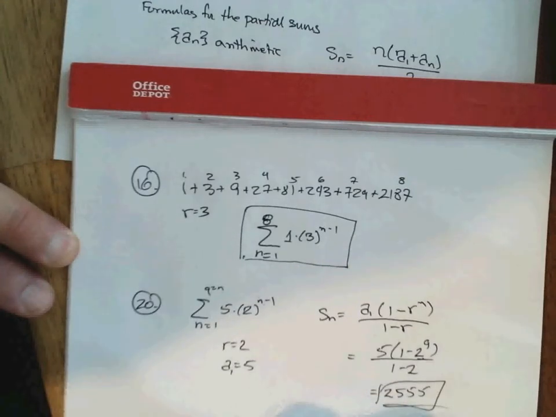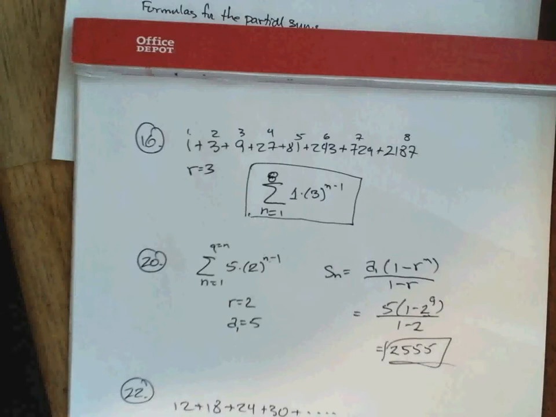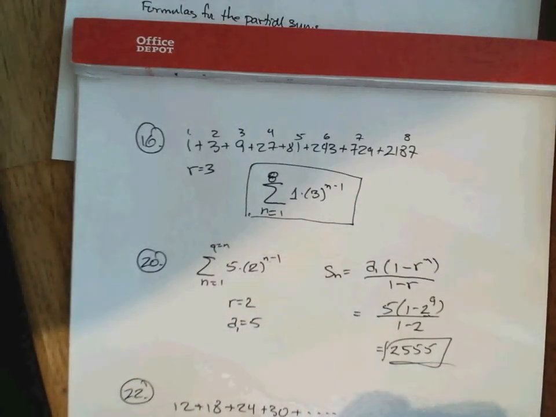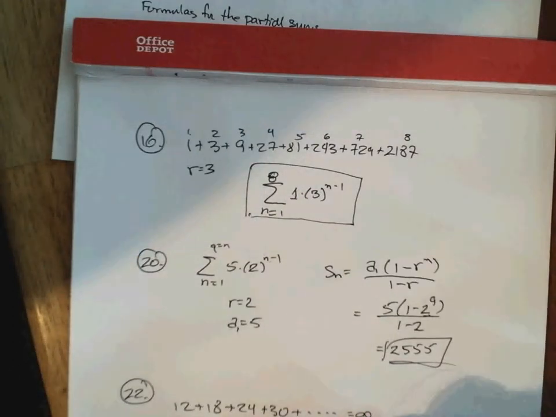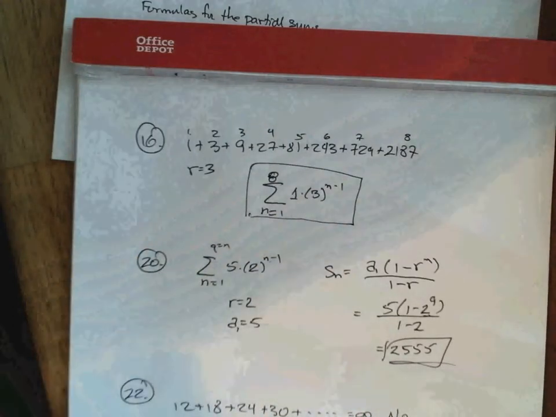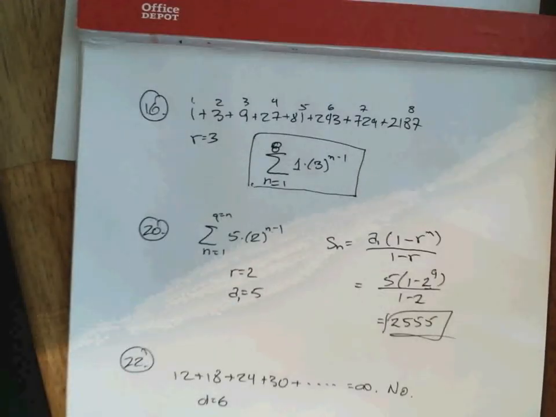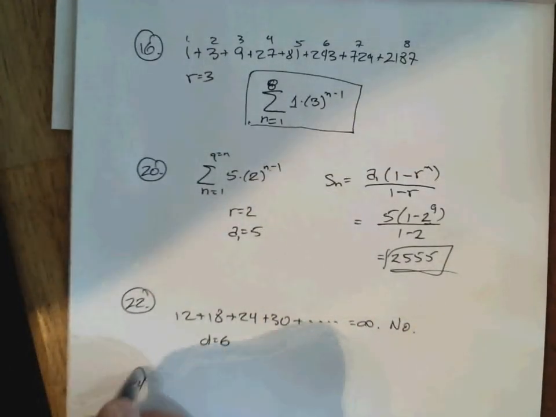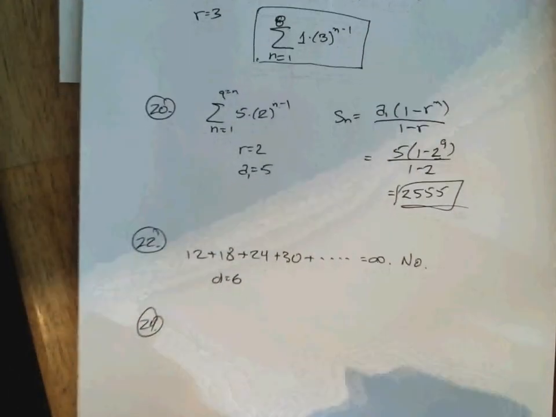In 22, we have 12 plus 18 plus 24 plus 30 plus and on and on. And we're asked, does this infinite series have a sum? Well, this is an arithmetic series. The common difference is 6, as you can easily see. So if you keep adding 6 forever, this gets infinitely large. And so no, it does not have a sum. Okay? All right, let's take a look at number 24.